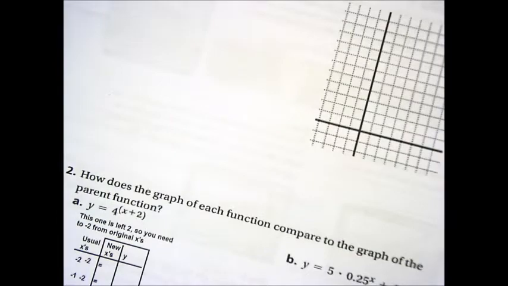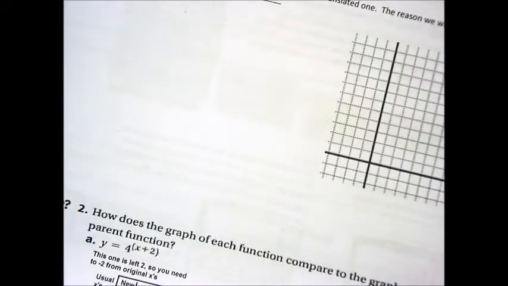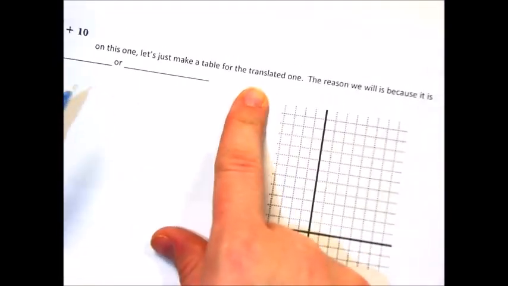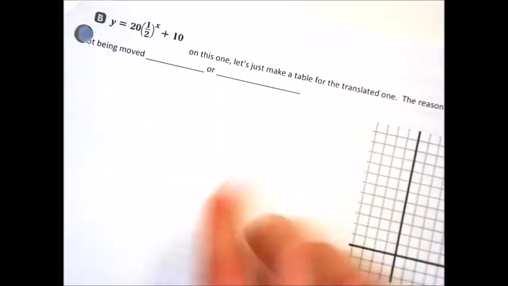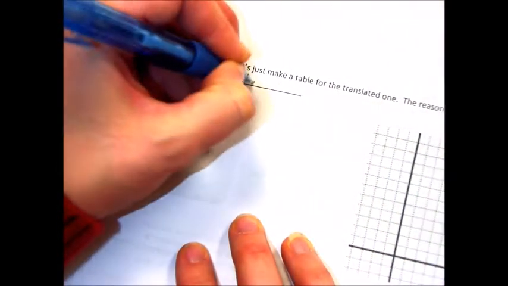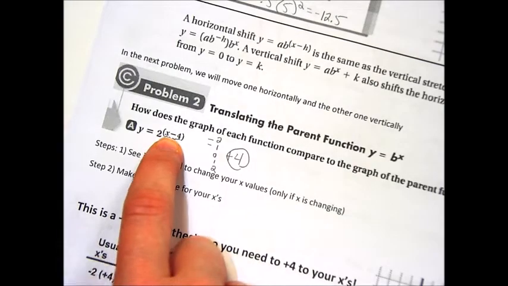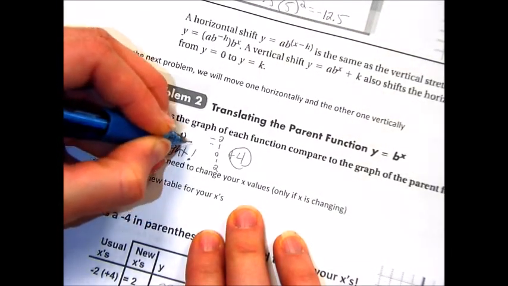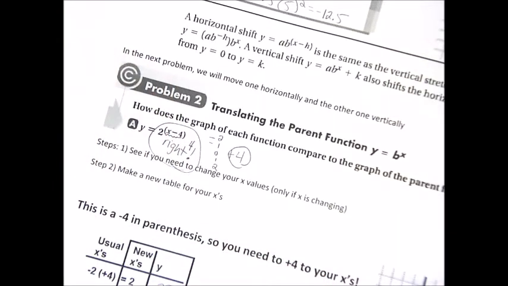This is exciting. We are just going to make a table for the translated one, which we've been doing. I've redone the notes because I used to be really mean and make you do a whole bunch of extra stuff. This one is not being moved left or right. Oh, I should put that on the last one. Everybody flip over. This last one, do you remember that this -4 with the x moves it to the right 4 units? There you go. Probably should have put that on there.